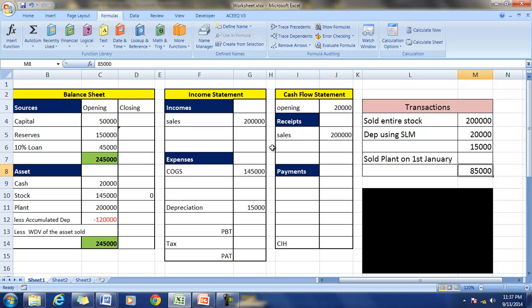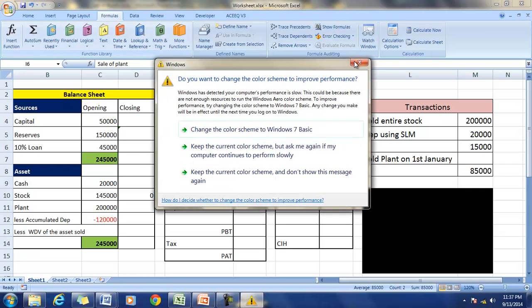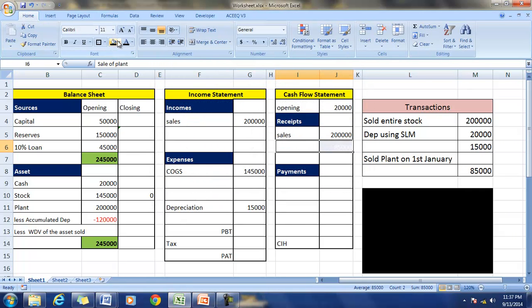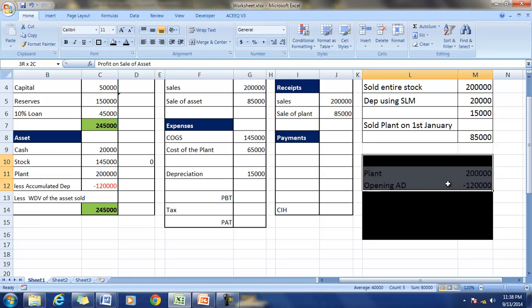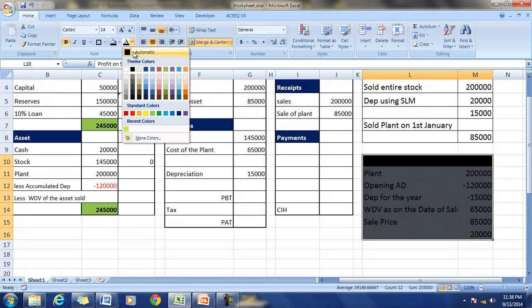So the sale of plant is an inflow of cash, and we can show the entire sale proceeds in the income statement with a corresponding cost, or the WDV, of that asset. But how did we get this WDV? Let us see the working note to that effect now.